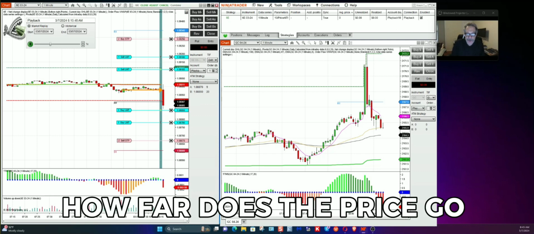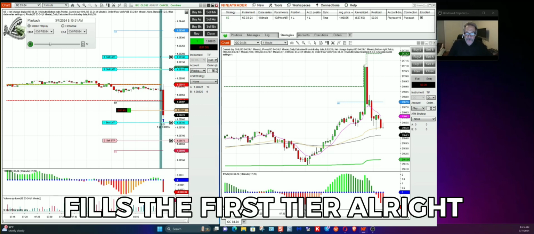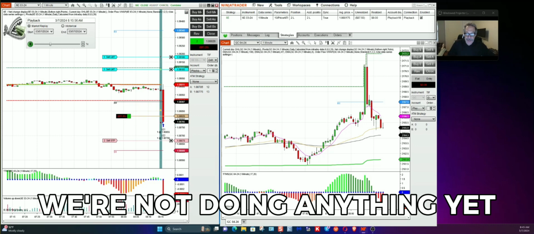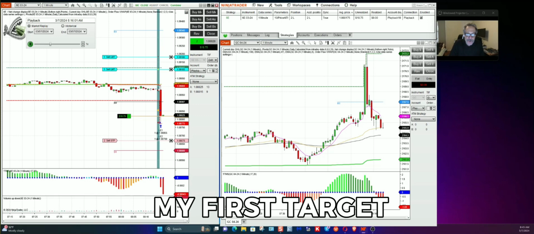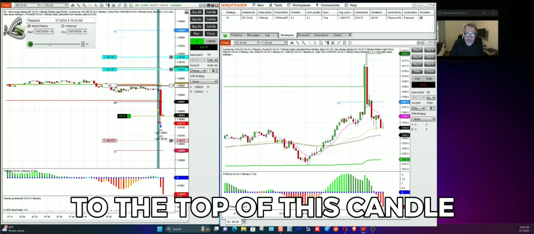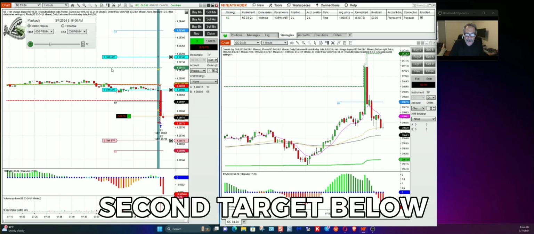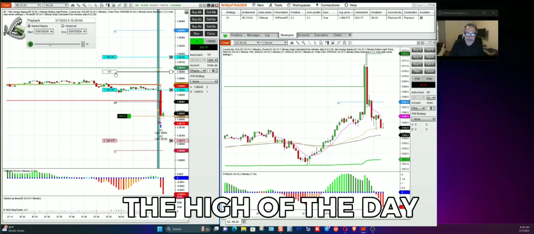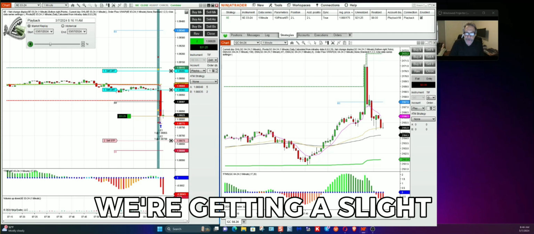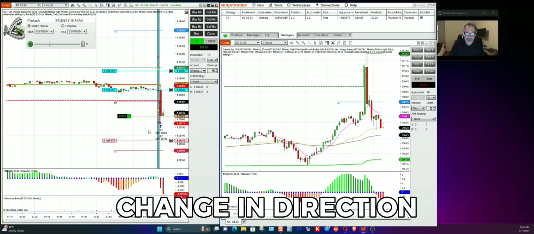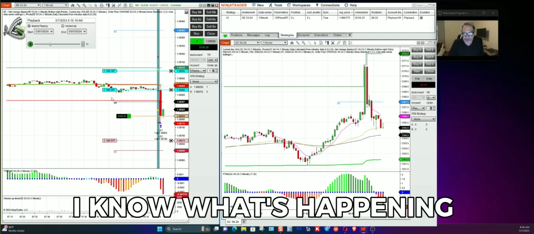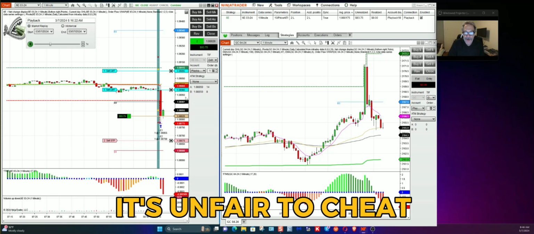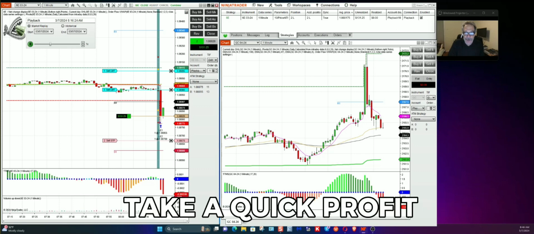How far does the price go? Fills the first tier. All right. We're not doing anything yet. Fills the second tier. Now I'm going to shrink my first target to the top of this candle. Second target below the high of the day. We're getting a slight change in direction. I know what's happening on this trade. It's unfair to cheat, but we know we need to take a quick profit.